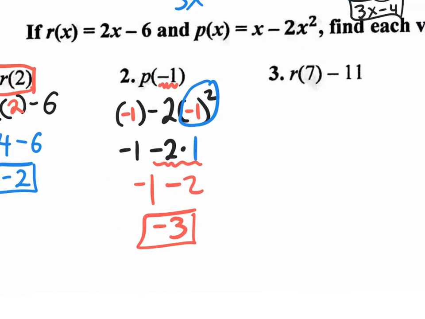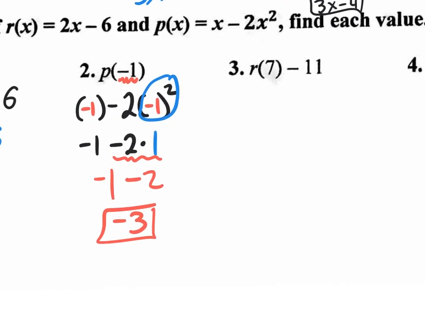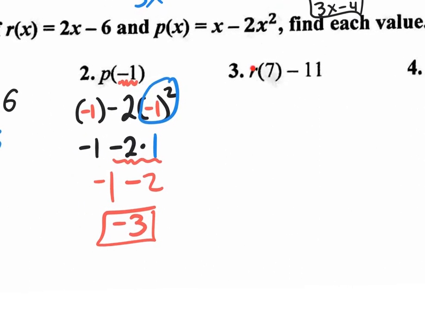Number 3, we're using R. It says use the R function, plug in 7, and then what else does it say? Subtract 11. So we're going to go to the R function, plug in 7, get an answer, and then subtract 11. Okay? So the R function's right here. It says 2x minus 6. I'm going to write 2(x) minus 6.